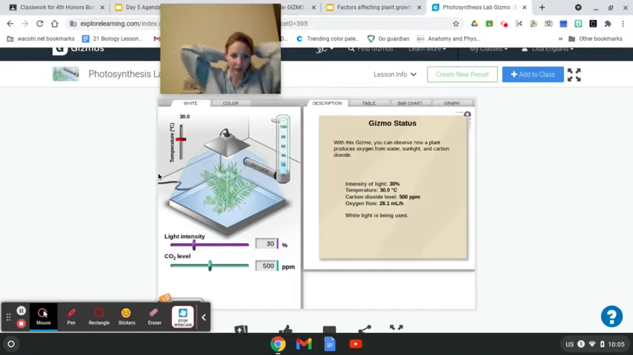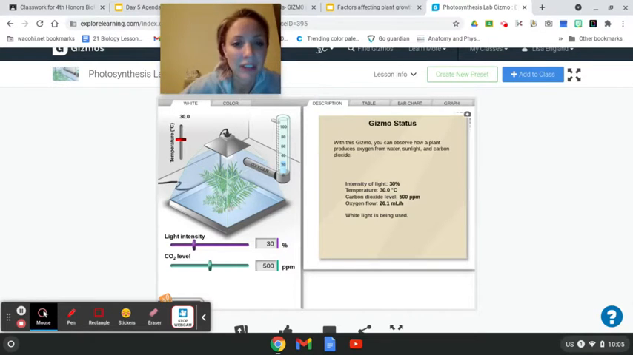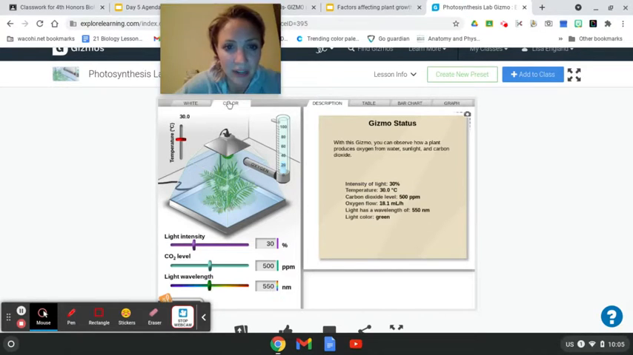For the color or the wavelength of light, you're going to click on this tab here. This is color. And then you need to do 10 data points. So you're going to keep everything constant. So I'm going to keep the temperature constant, the light intensity, the CO2 levels constant. Just don't mess with them. Don't even touch them. The only thing I'm going to change is down here, the color of light, which relates to the wavelength of light.